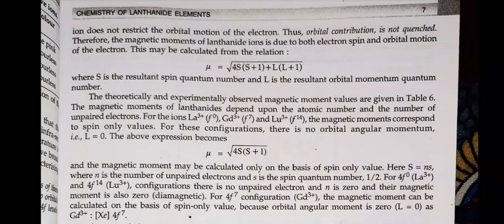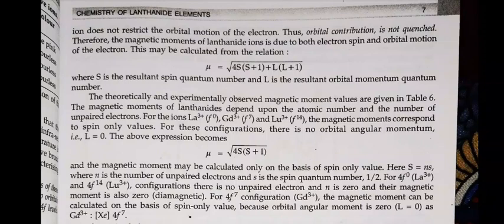the orbital motion of the electrons, thus the orbital contribution is not quenched. Therefore, the magnetic moment of the lanthanide ions is due to both electron spin and orbital motion of the electrons. This may be calculated from the relation mu equals the square root of 4S into S plus 1 plus L into L plus 1, where S is the resultant spin quantum number and L is the resultant orbital momentum quantum number. The theoretically and experimentally observed magnetic moment values are given in Table 6.